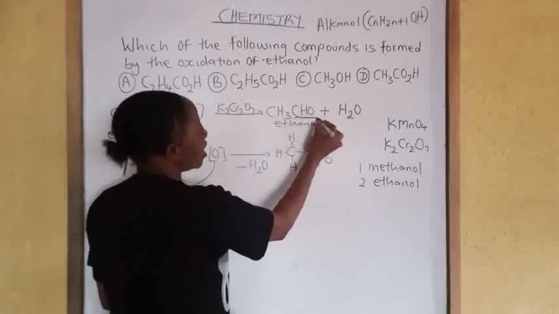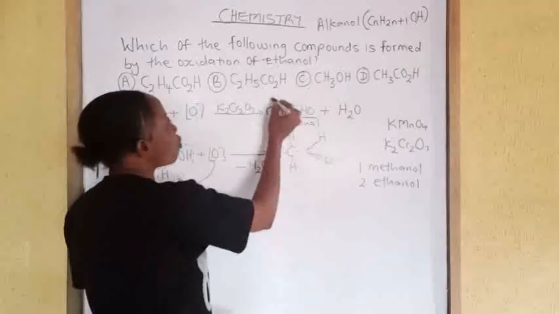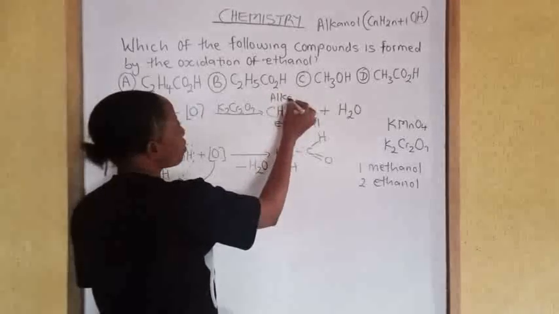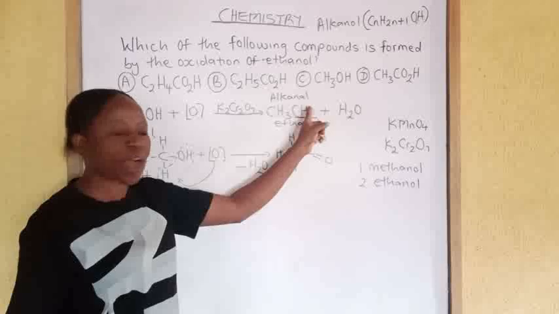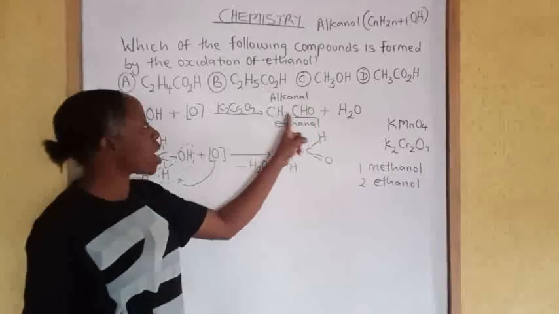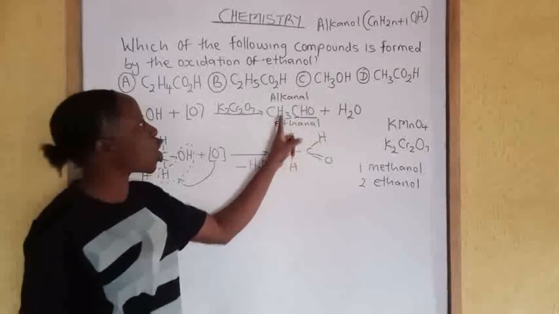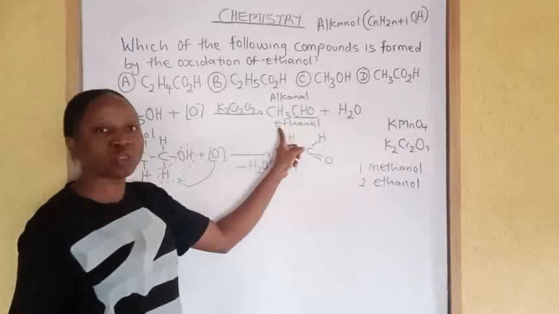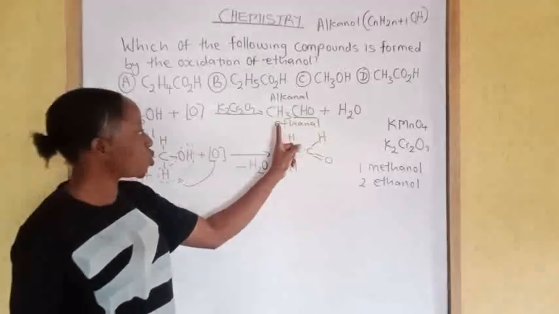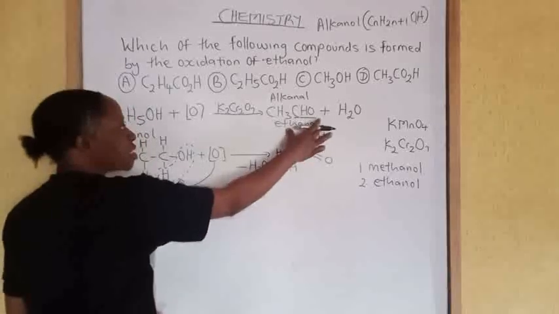Ethanal, because CHO is the functional group of alkanal. We have 2 carbon atoms, so that will be the second member of alkanal. The second member of alkanal is known as ethanal. So ethanal is the first product.